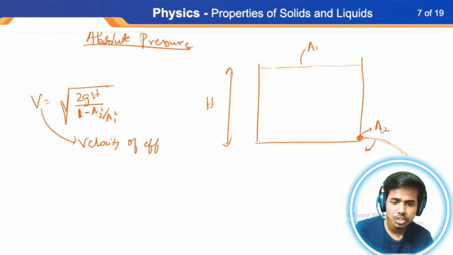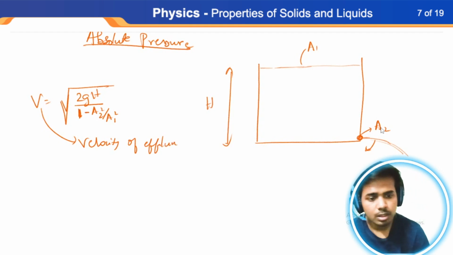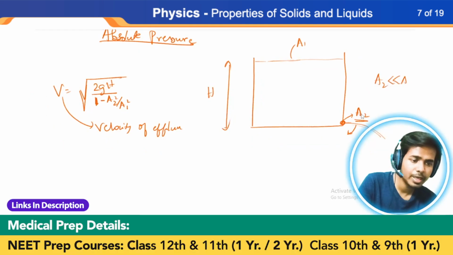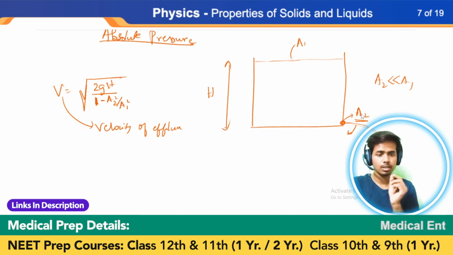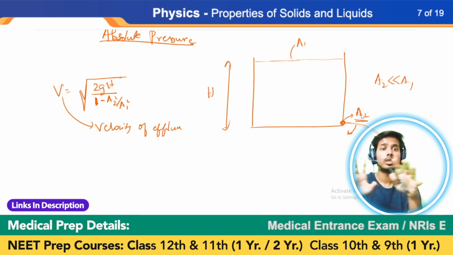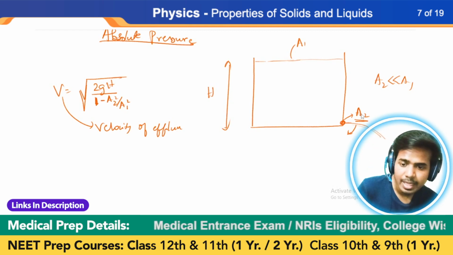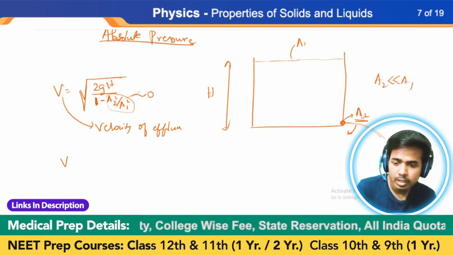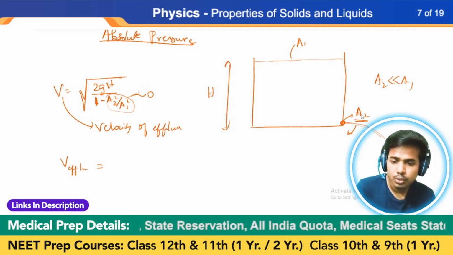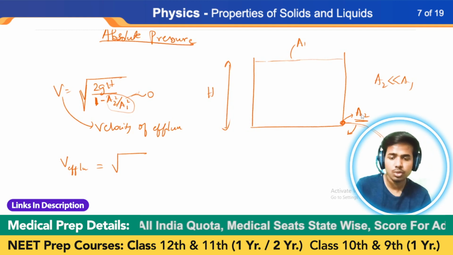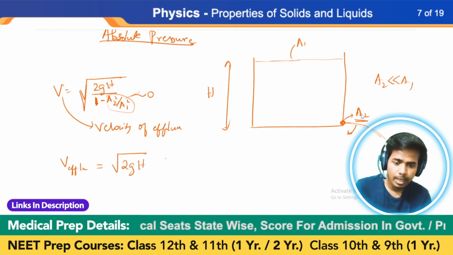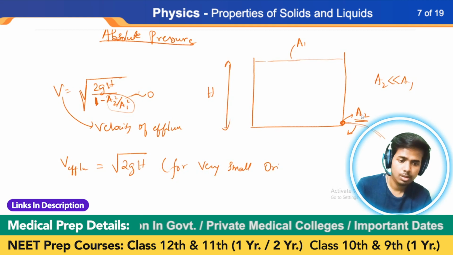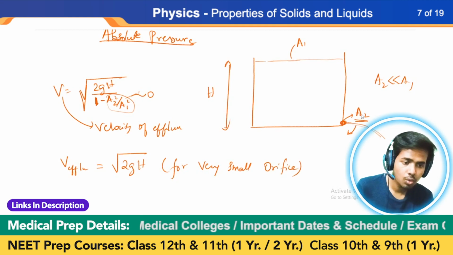Velocity of efflux of the stream. There is this one simplification: when A2 is actually very small as compared to A1, maybe you have made a hole which is very small as compared to the whole area of the tank, then this can be assumed to be almost zero. Then the equation of efflux is equal to under root 2gh divided by 1 minus 0, so it remains as 2gh, and this is for a very small orifice. Orifice means the hole on this point.